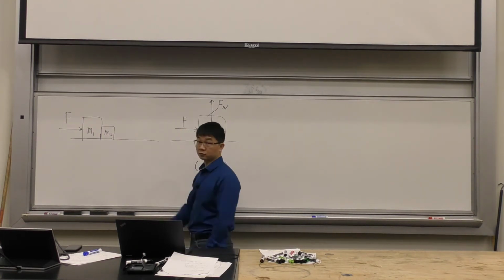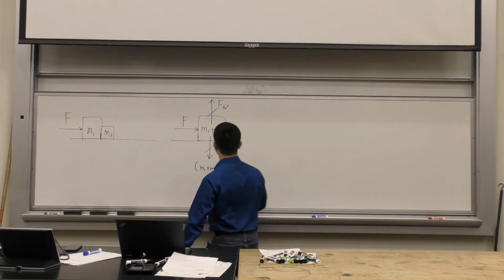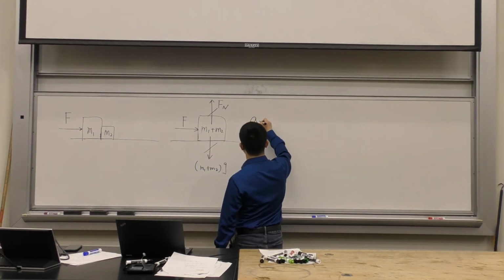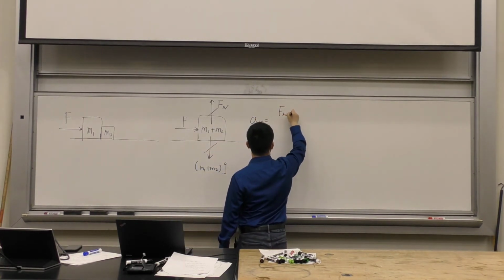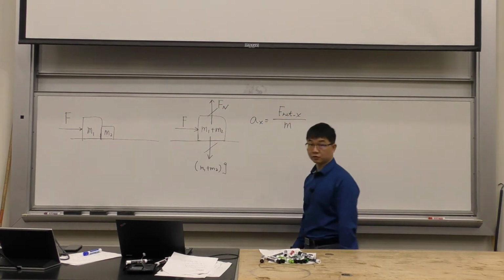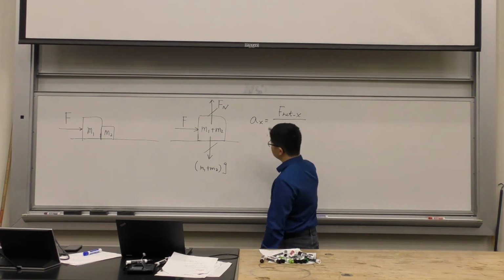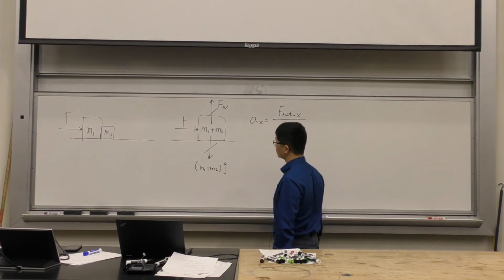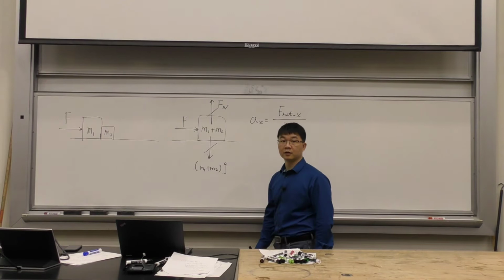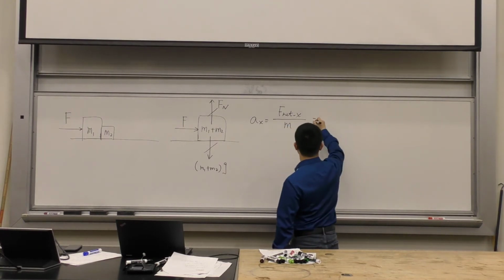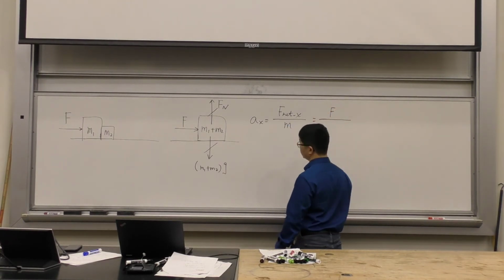Only this force is on in x direction, right? So I can apply Newton's second law in x direction, which is that force in x direction divided by the total mass of this object, right? So the net force in x direction is just going to be the F given in the problem, okay? So this is going to be F from the problem.